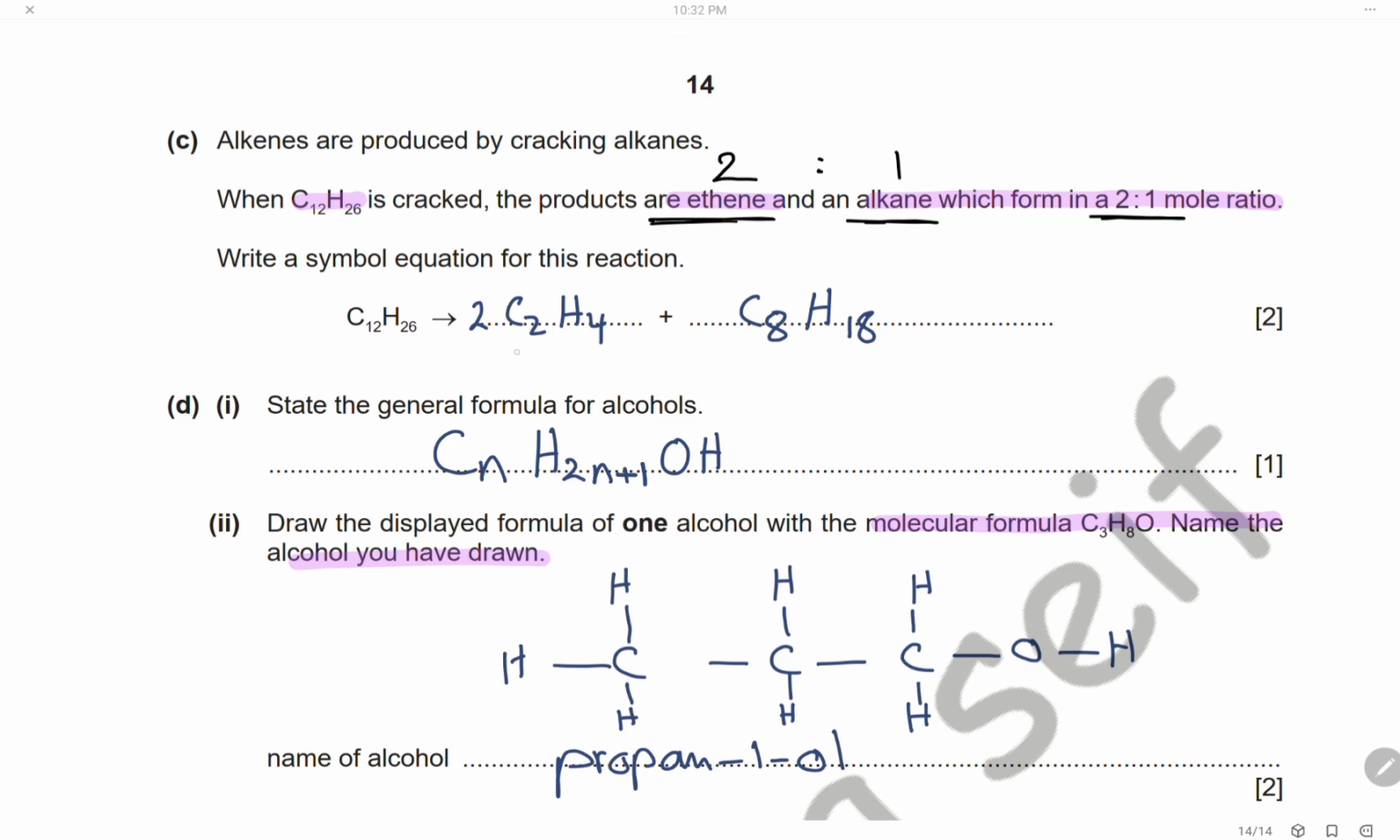So we will first write 2 ethene molecules, and then we will count how many carbons and hydrogens are left. In 2 ethene molecules, we have 4 carbons and 8 hydrogens. So out of 12 carbons, we will have 8 carbons left. Then from the 26 hydrogens, we will remove 8, so we have 18 hydrogens left. So when C12H26 is cracked, it will produce 2 ethene molecules and 1 C8H18.